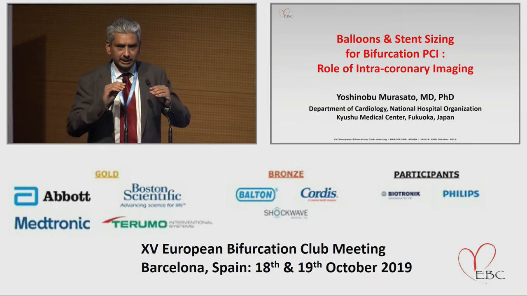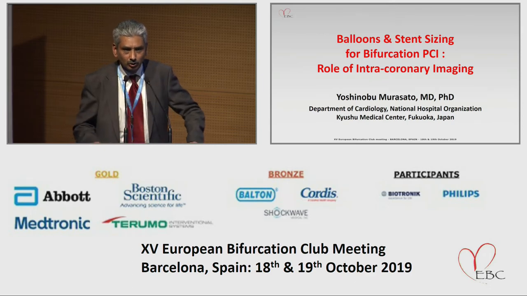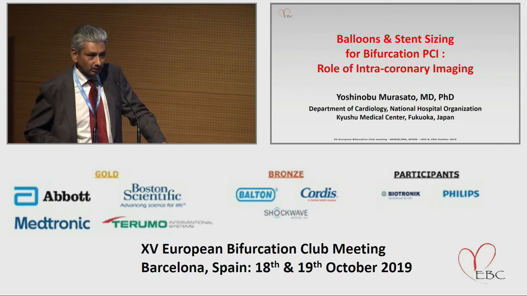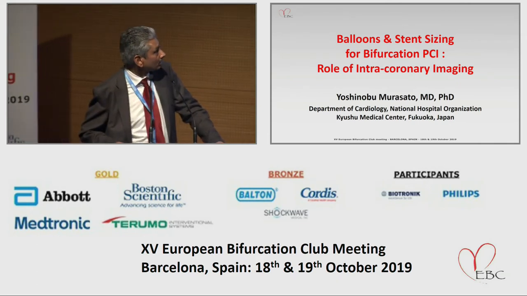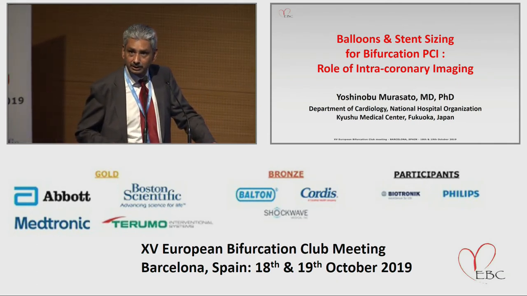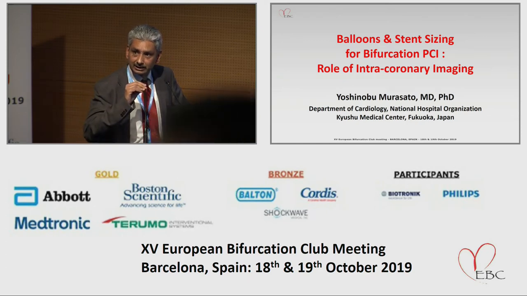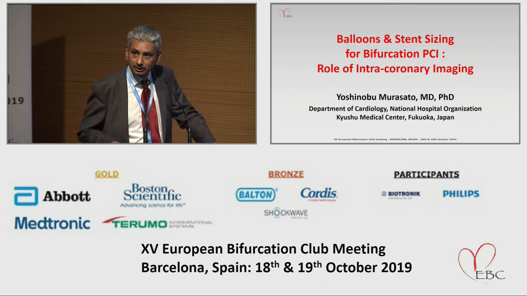So this session is dedicated to the role of drug-eluting balloons in coronary bifurcation treatment. Obviously, as you all know, coronary bifurcations are common. Could you put the first slide, Rathore, for this session, please?